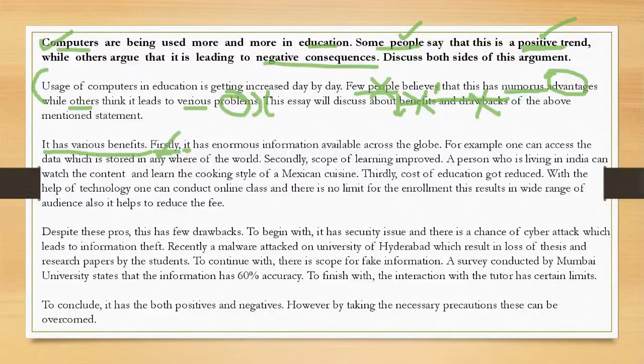Okay. Then you can write some example or survey if needed, but this point is good enough. Let's see what he's written after that. He's written for example, and here there's supposed to be a comma. So we have to be careful about the punctuation as well. For example, one can access the data which is stored in anywhere. "In" is not required, which is stored anywhere around the world. "Off" is incorrect, we'll write "around".